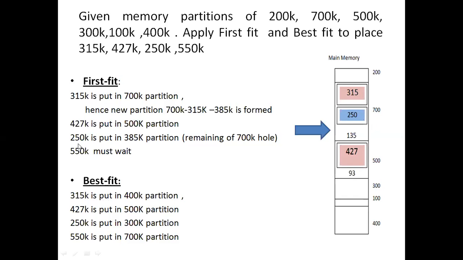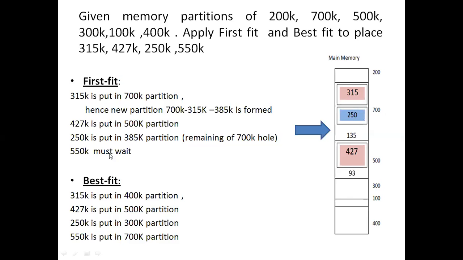Okay, so I missed telling here. 250 is the third process which comes in. Though there is a memory of 300, it will not go and sit there because I'm telling you it's a first fit. So whichever is first available which is big enough to fit, it will go and fit there. So 250 will occupy the remaining portion of 700. What was remaining of 700? 385. Out of 385, 250 is occupied, and the internal fragmentation leaves 135 free space.